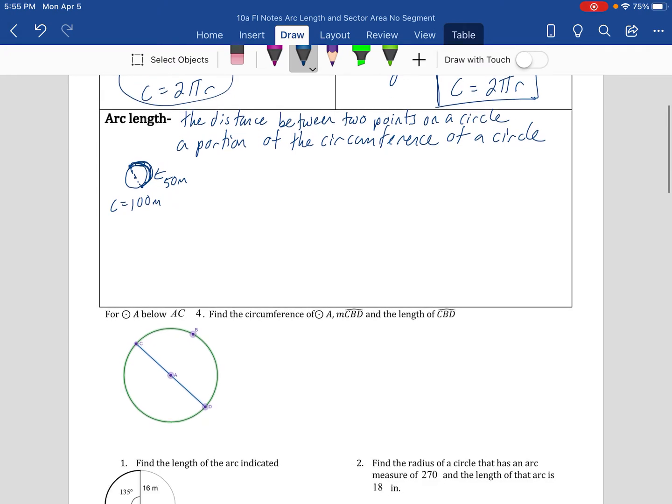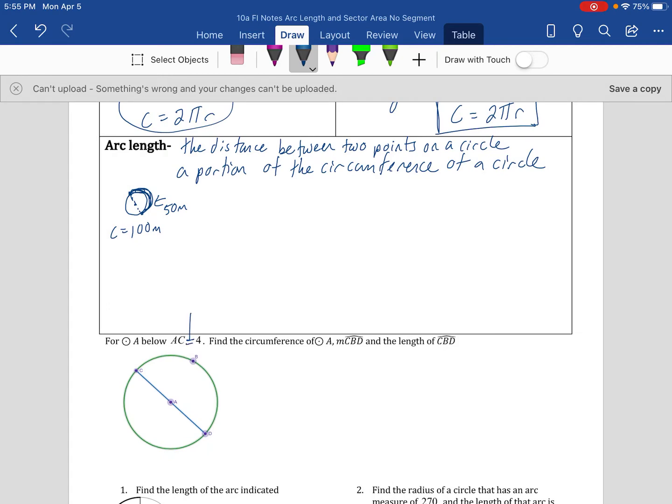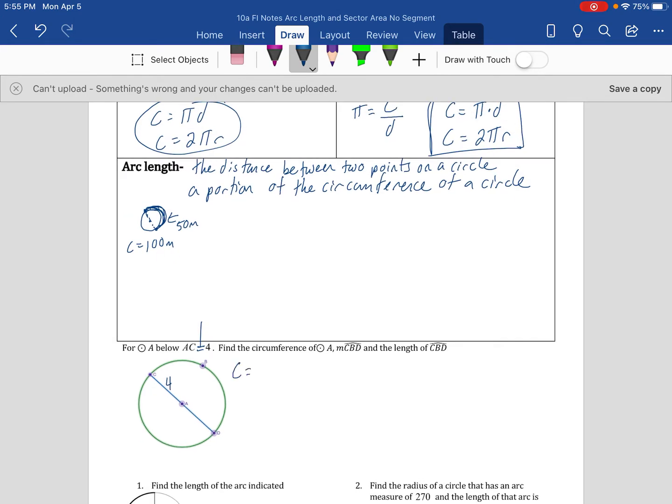So we're just going to do a problem really quickly. It says find the circumference. So for circle A below, the distance from A to C is equal to 4 units. It says find the circumference of A. So the circumference is going to be equal to 2 times pi times 4. So my circumference is going to be 8 pi. That's in terms of pi.